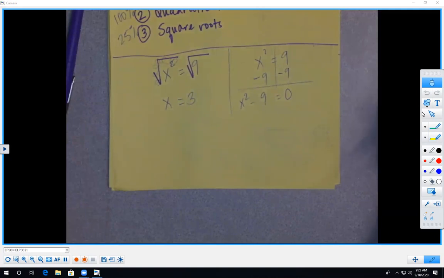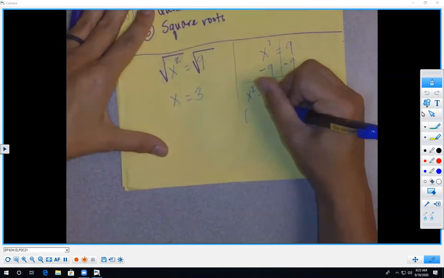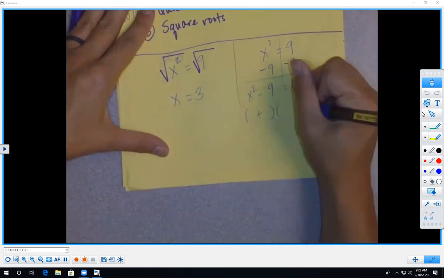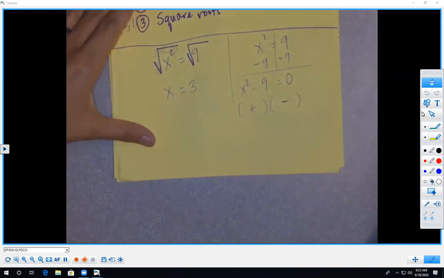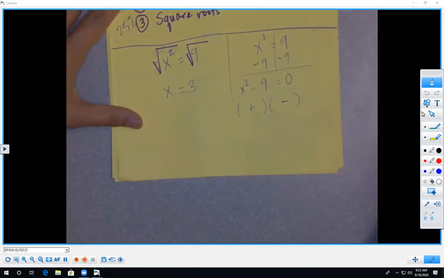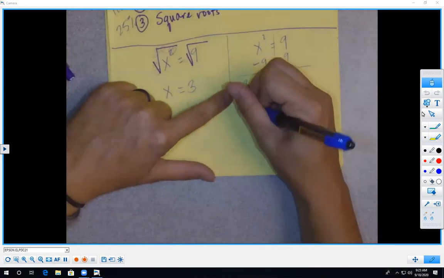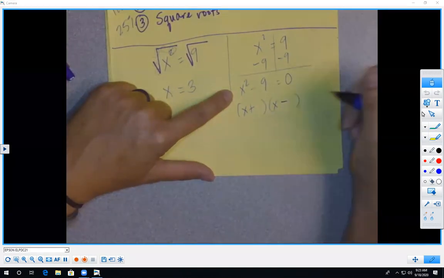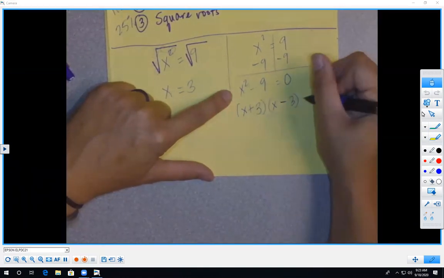It doesn't have a GCF. It has 2 terms. So it's either squares or cubes. Which one is this? Squares. So we factor it as 2 sets of parentheses. One has a plus sign, the other has a minus sign. And then you take the square root of everything. The square root of x squared is x. The square root of 9 is 3.